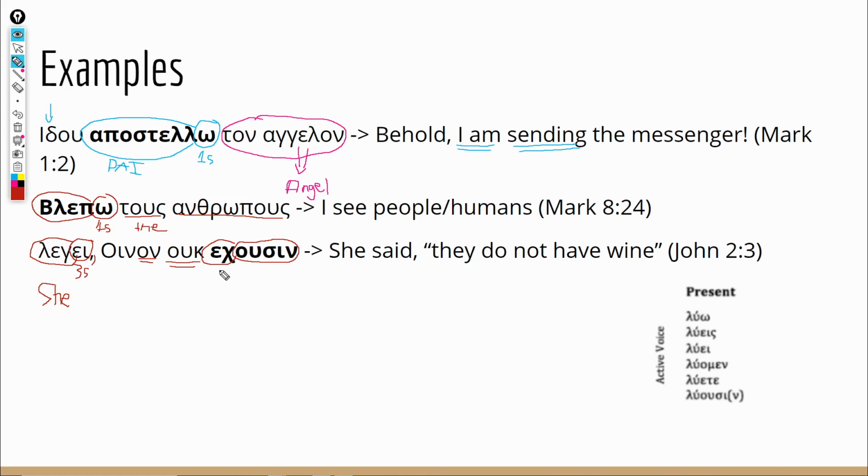Ex or ek means to have, and usin we know is third person plural, so we translate that as they. So they have. So this would be translated as they have, but again, you got to remember we see a negative here, so they do not have. That's how we would do that in English.